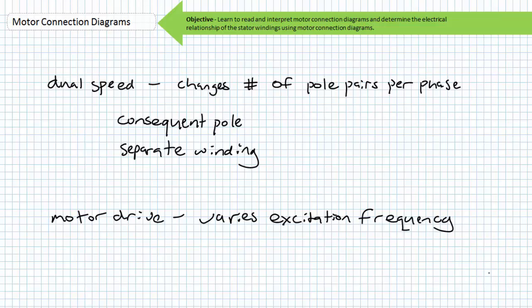We examined generic 3, 6, 9, and 12 lead motor connection diagrams and discussed dual voltage motors, Y and delta configurations, and briefly discussed multi-speed motors using consequent pole and separate winding methods. Additionally, we put our knowledge to practice and examined a motor and its associated motor connection diagram and used an ohm meter to confirm electrical configurations based upon the motor connection diagram.